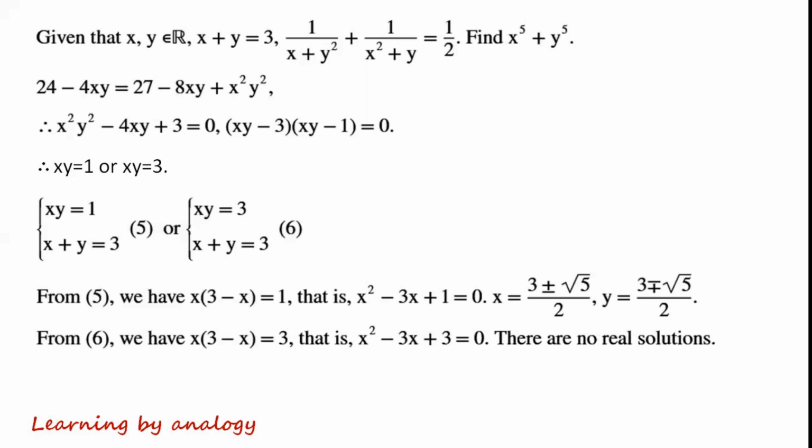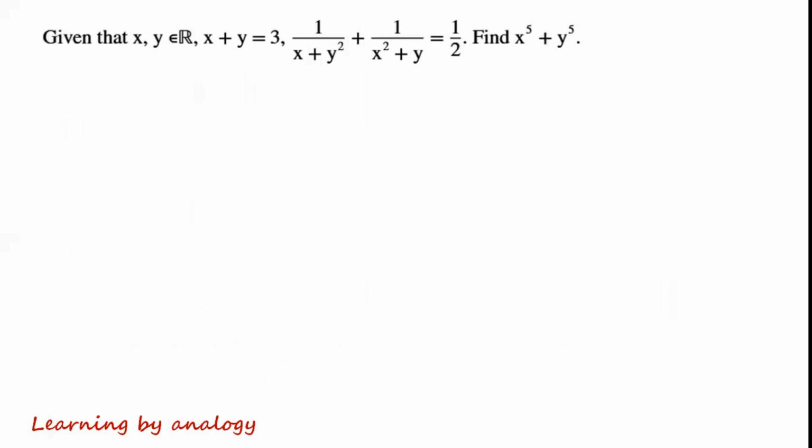From 6, we have x times (3 minus x) equals 3. By simplifying this equation, we have x squared minus 3x plus 3 equals 0. There are no real solutions in this case. So xy equals 3 is discarded as x and y are real numbers. So xy can only take the value 1.